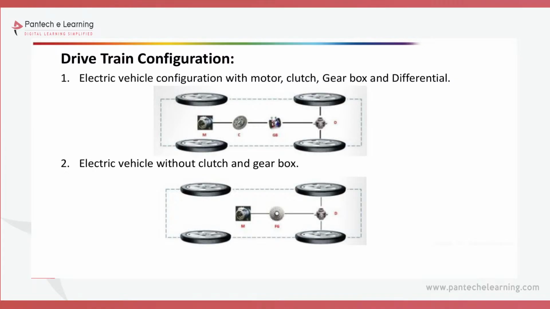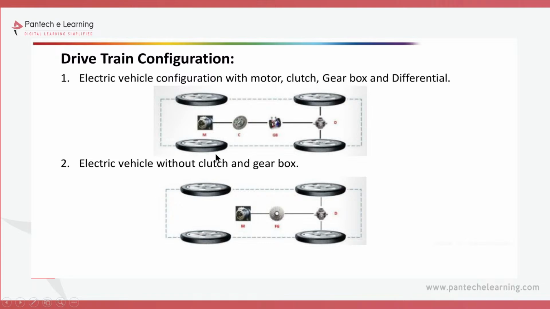Okay, so the first one is the electrical configuration with the motor, clutch, gearbox, and the differential. We can connect them in series. The motor is connected to the clutch plate, the clutch plate is connected to the gearbox, and the gearbox is connected to the differential unit. While we run the vehicle, the differential is connected with the wheel while driving.